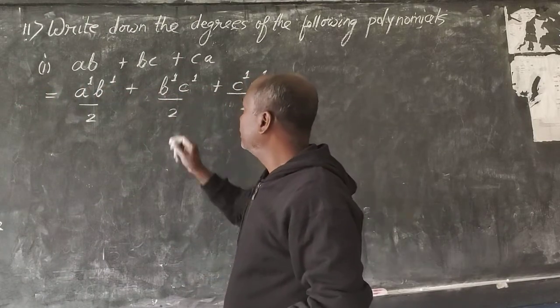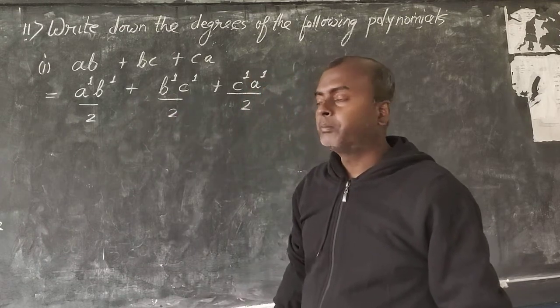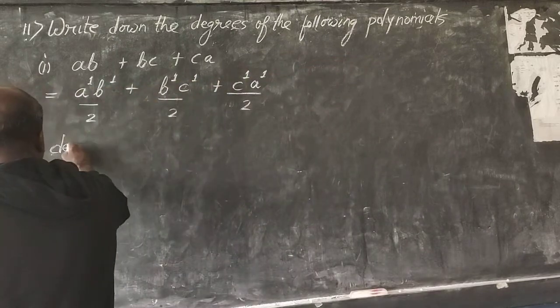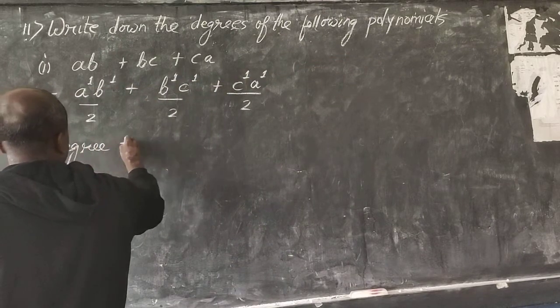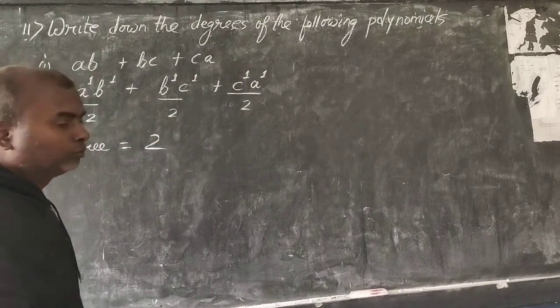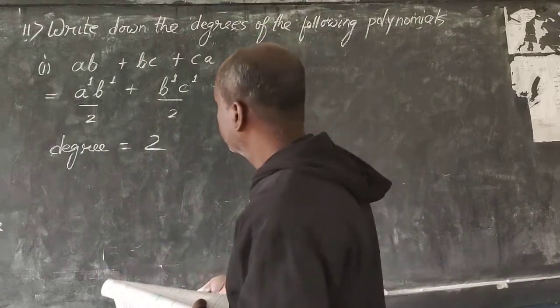So in general, the sum of the powers in each term is 2. So the degree of this particular polynomial is 2. Okay. Next.